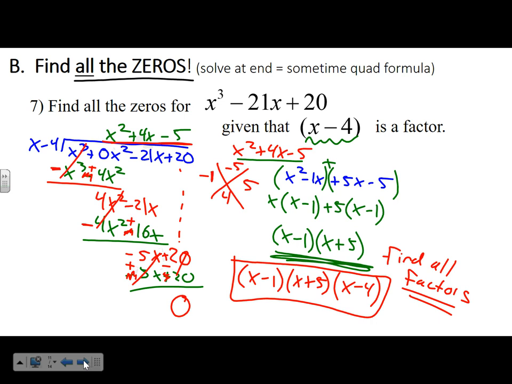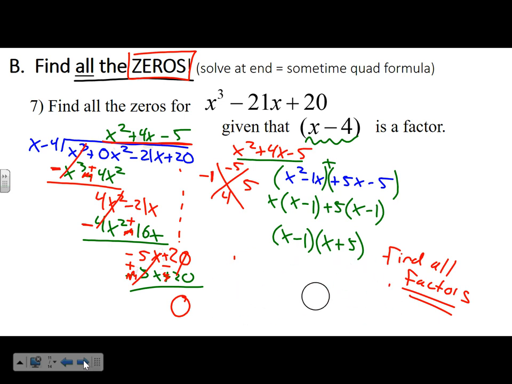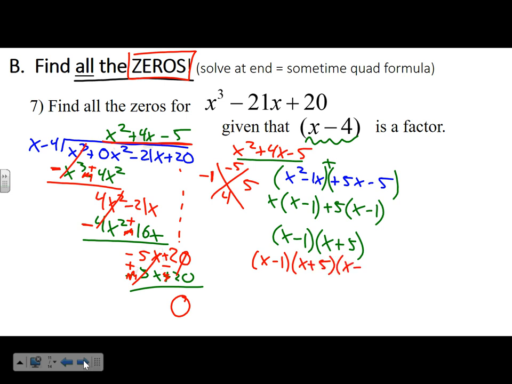But they don't ask you to find that. They say find all the zeros. So now you guys know how to do this. We just need to find what these zeros are. So once we know all the factors, we need to set those equal to 0 and solve. That's what the zero product property says. That's what solving by factoring is. So we end up with x minus 1, x plus 5, and x minus 4 is equal to 0.